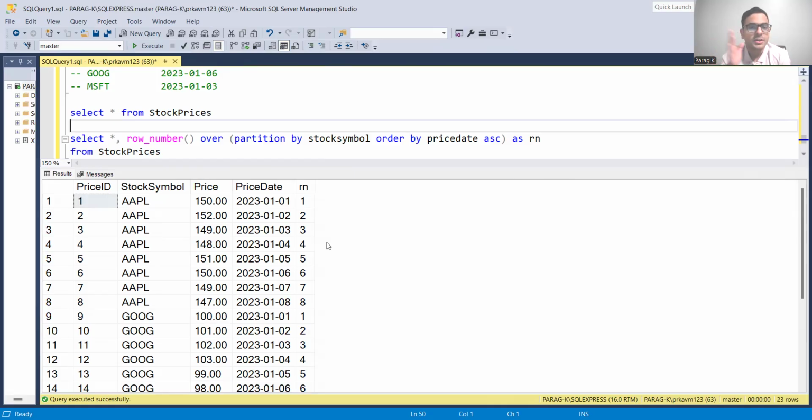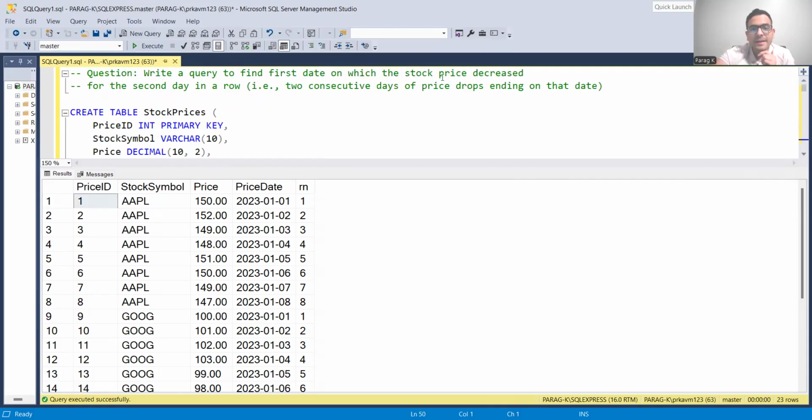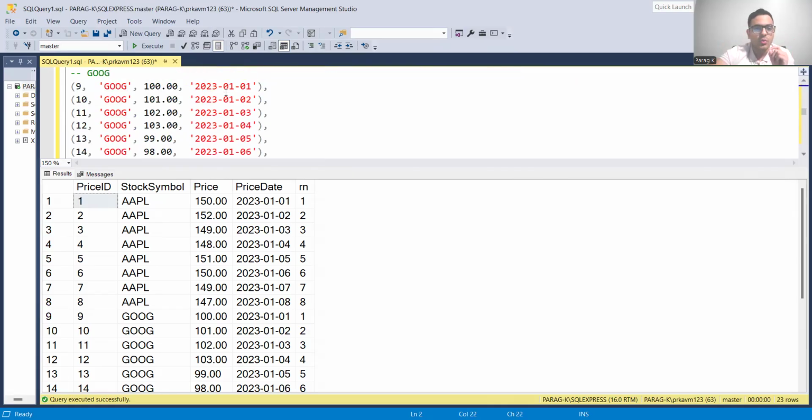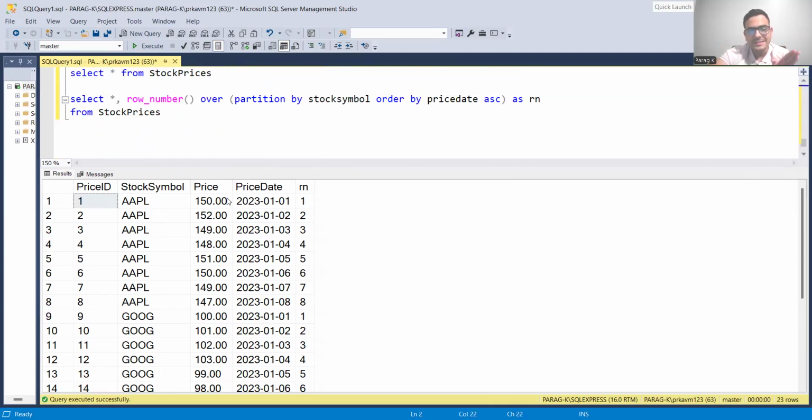So you can use lead. Basically you can get all the price dates which are on the next side. So what I understand here is that the way to solve this would be comparing the first price date and the second one. For example, if 150 is here, I might want to get, probably, 152 here or 149 here. So I have to compare it. And the question is saying that the stock price decreased for the second day in a row, so I have to compare, let's say, the first, the second, and the third.